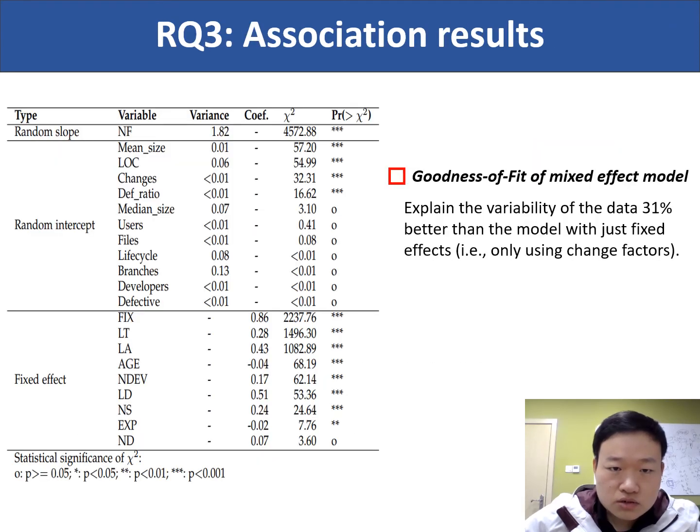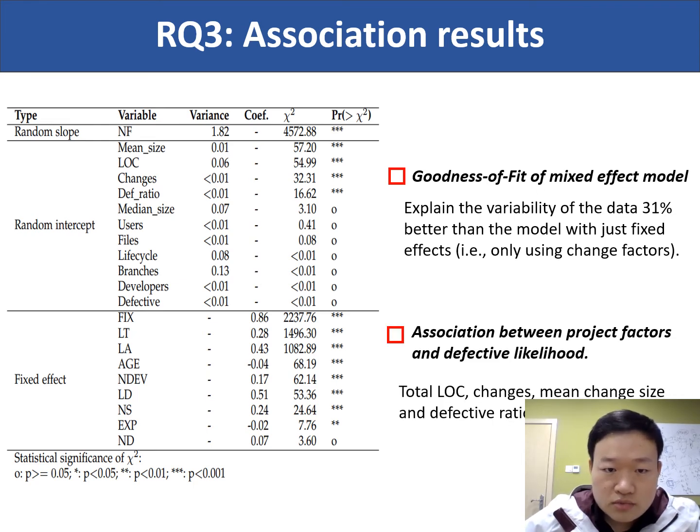The association results indicate that, first, the mixed effect model can explain the variability of the data 31% better than the model only using change factors. This indicates that the project-specific factors have an impact on the defective likelihood. Second, the total LOC changes, mean change size, and defective ratio project factors are highly associated with the defective likelihood.